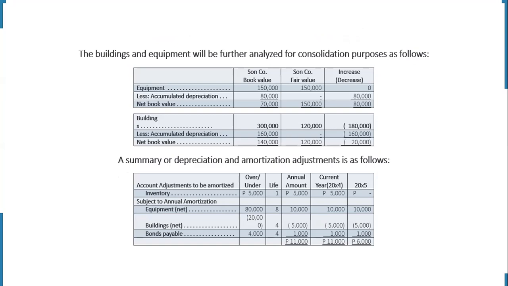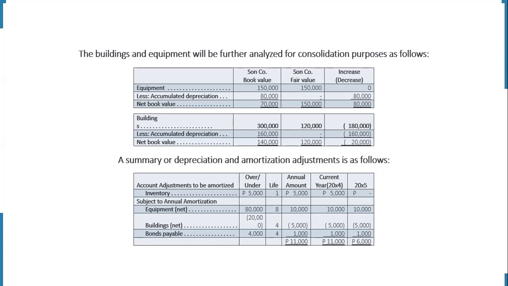Buildings and equipment will be further analyzed for consolidation purposes. So we have now the equipment. We deduct the accumulated depreciation. So we have now the book value and the net book value or fair value. So take note that these book values are given for Sun, including the fair value.